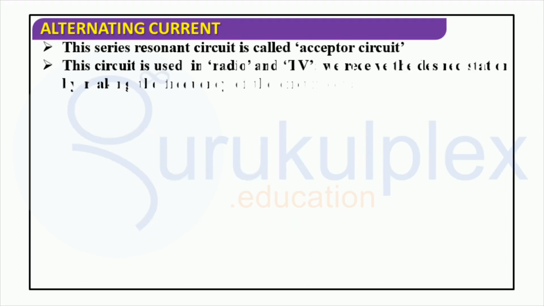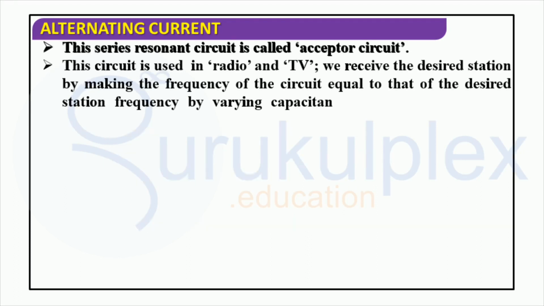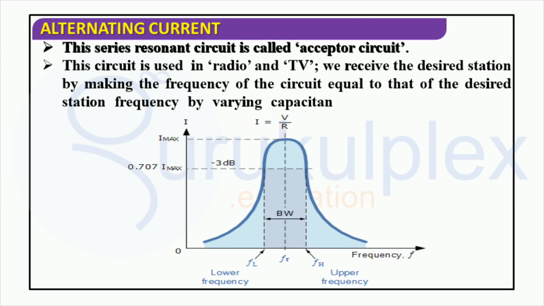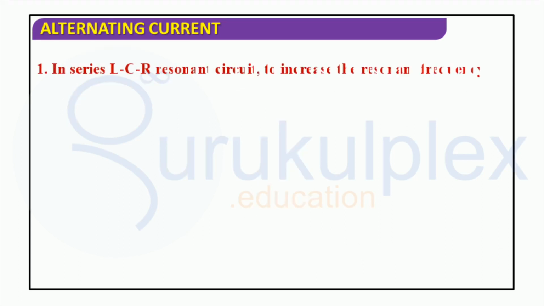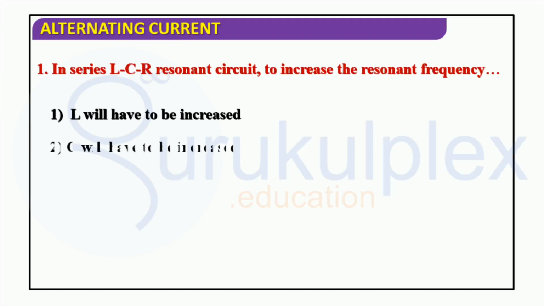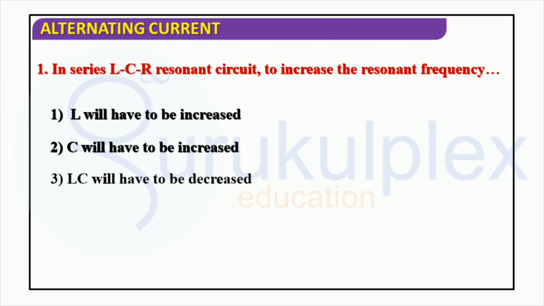An acceptor circuit, a series resonant circuit, is commonly utilized in radio and television applications. Its frequency can be adjusted precisely to identify the frequency of a preferred station by varying the capacitance and producing resonance. In a series LCR resonant circuit, if you want to increase the resonant frequency, then you need to increase the inductance, increase the capacitance, and decrease the impedance.